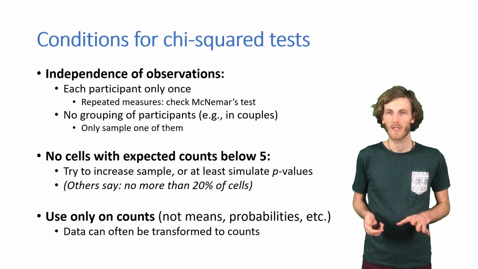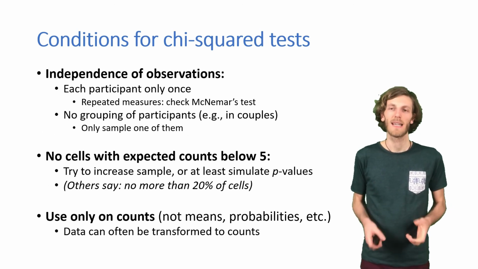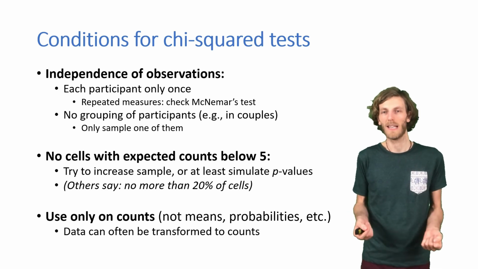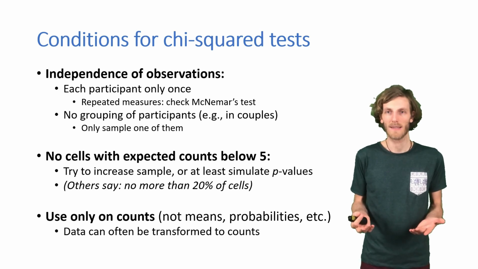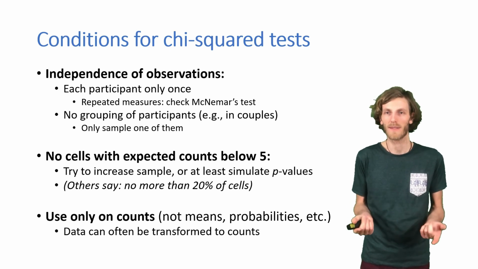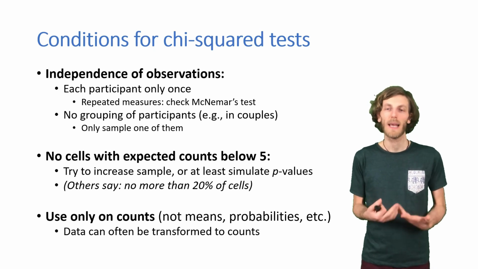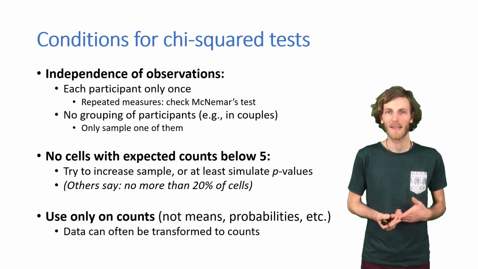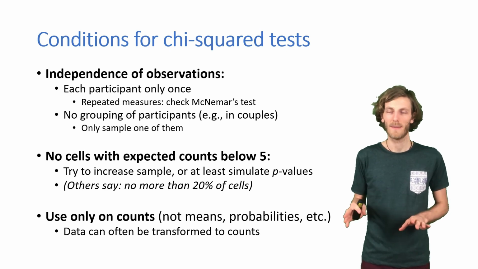A couple of conditions to be mindful of if you want to use these tests. One important one is that we need to have independence of observations. So no two data points should be related to each other. That, of course, excludes repeated measures designs. So we can't ask the same person for multiple ice cream preferences. But it also excludes paired observations. We can't ask a couple, we can't ask siblings. In the case of repeated measures, there are other tests to use, particularly McNemar's test.